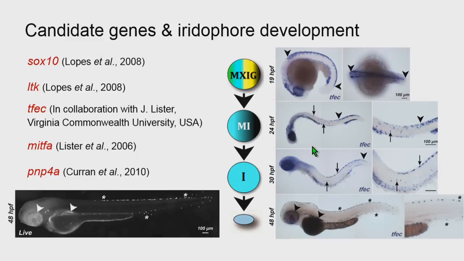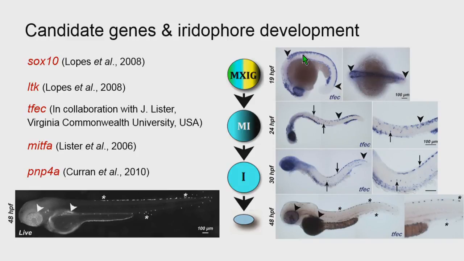So the first step for the iridophore network was to identify candidate genes of interest. So SOX10, LTK, and TFEC were identified as mutants for these genes show lack of iridophores. MITFA mutants have ectopic iridophores, and finally PMP4A is a gene that very nicely is an early marker of the iridophore lineage. So TFEC expression, as shown by in situ hybridization, is a very good marker of the spatiotemporal development of the iridophore lineage. So the expression of this gene marks progenitors of iridophores throughout their development, and finally the mature cell type.